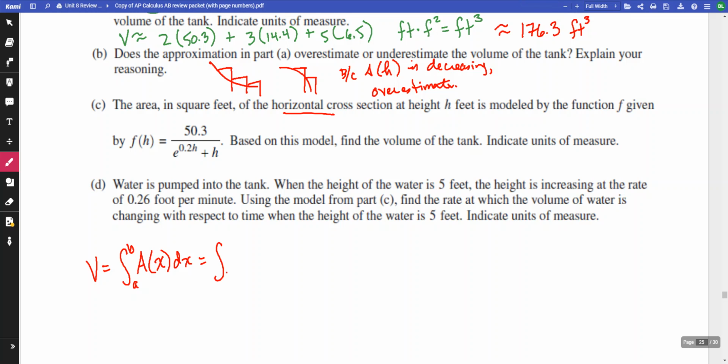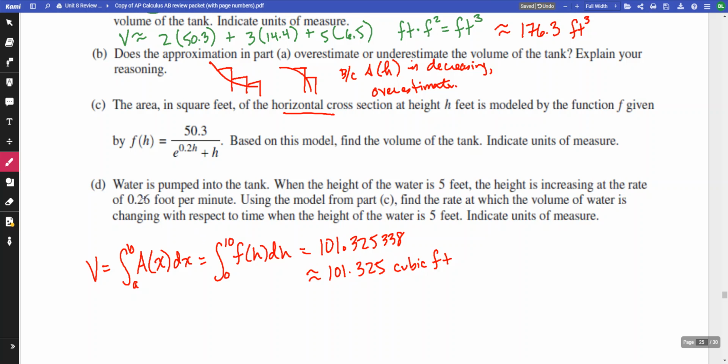So I'm going to have the integral from 0 to 10 of f of h dh. And I don't need to rewrite it, but I can make sure that I put into my calculator what I need. Okay, so the integral from 0 to 10 of f of h dh, if I put that into my calculator, I would get 101.325338. And I just need to be correct to 3 decimal places, so 101.325, and this would be cubic feet.